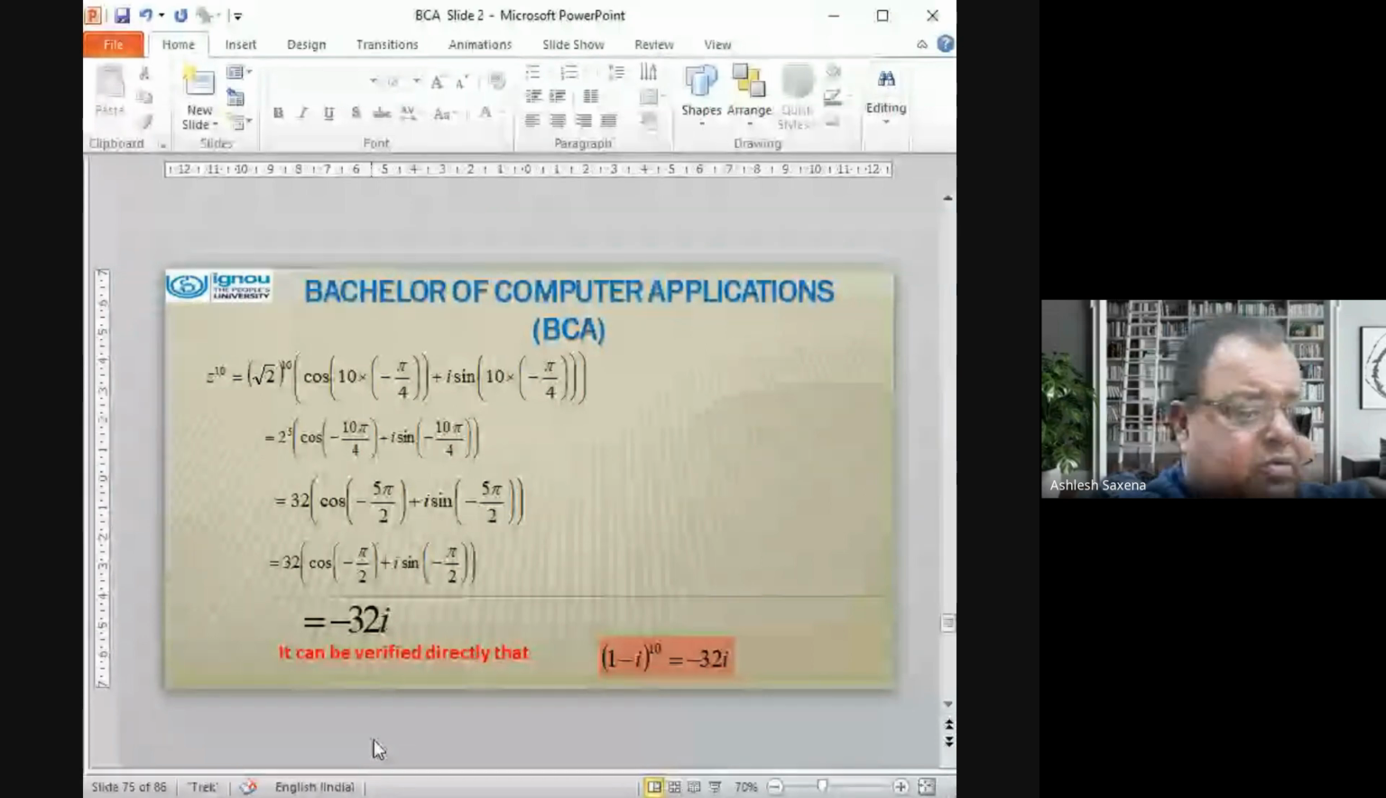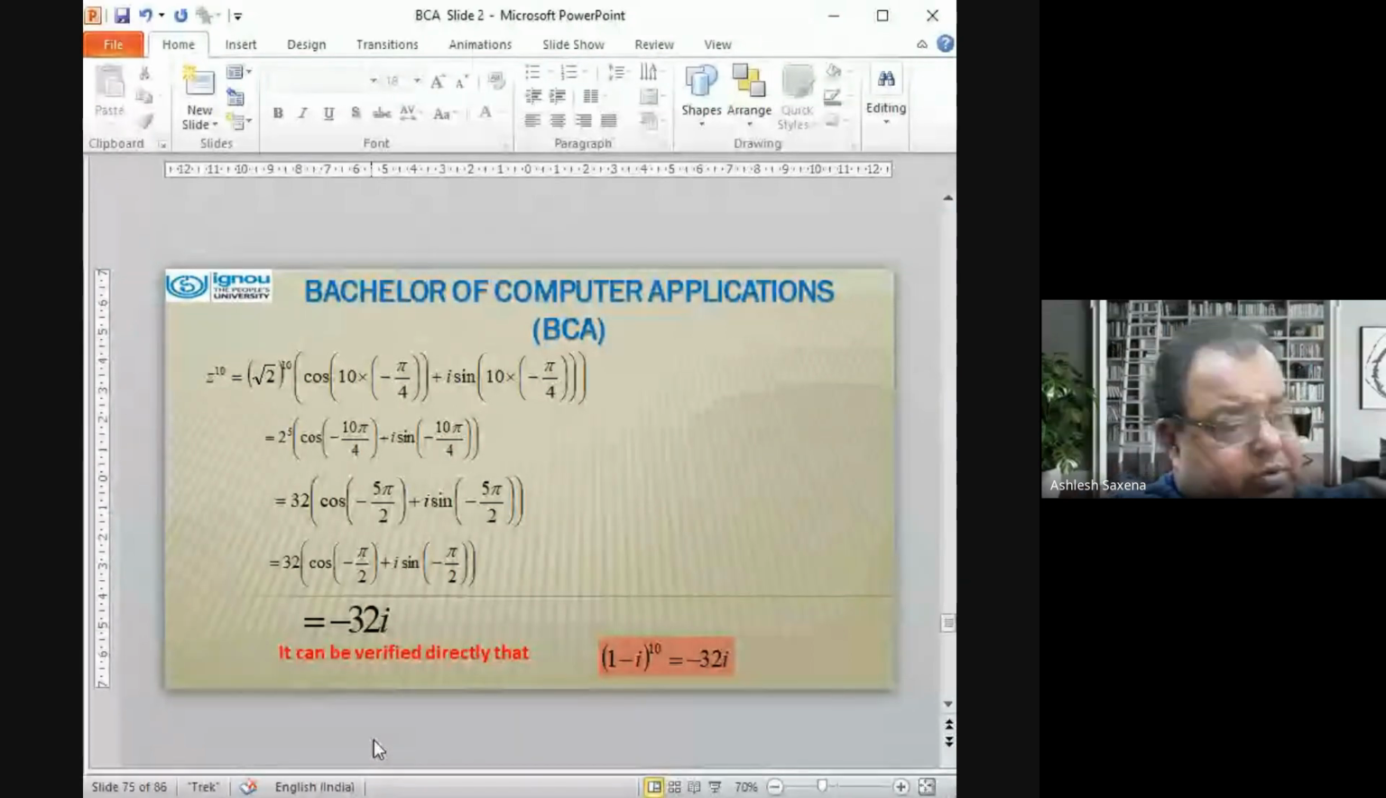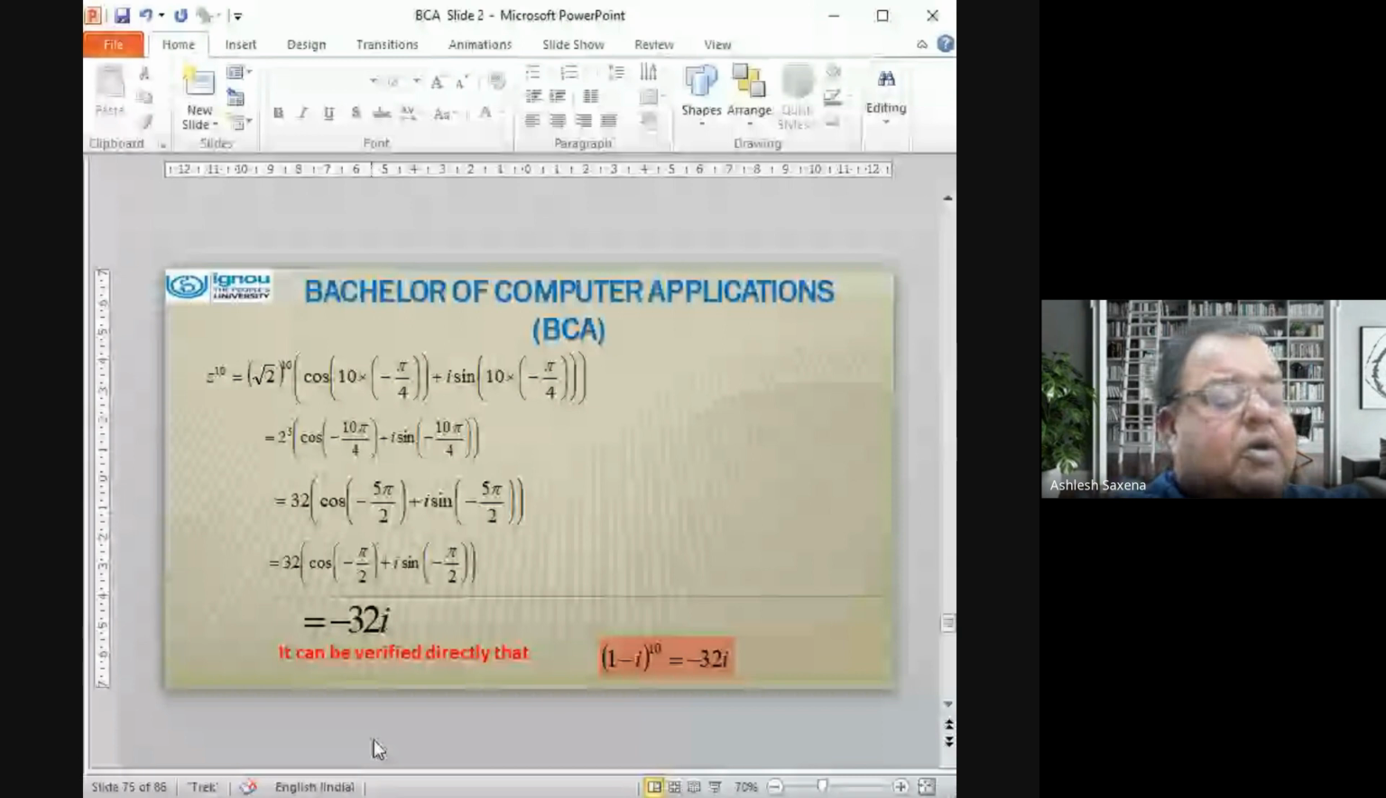Sin minus pi by 2, sin 90 is minus 1. Cos 90 is 0. So it will be 0 plus iota. And sin minus theta is minus sin theta, so it will be minus iota. And 32 into minus iota will be minus 32 iota.